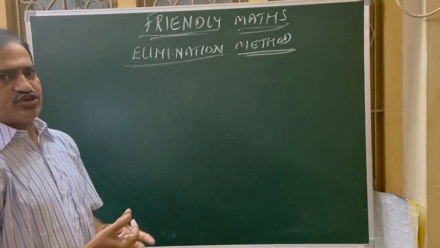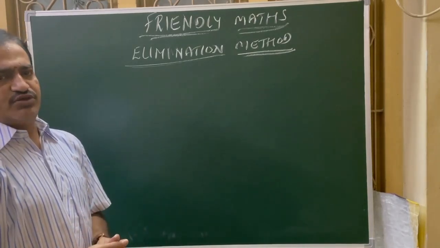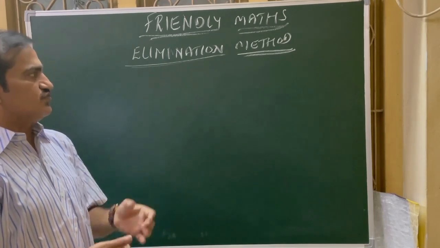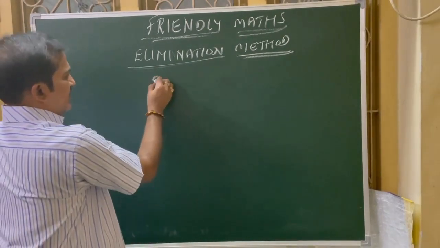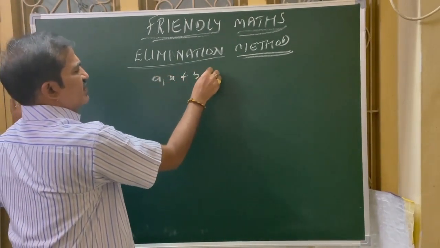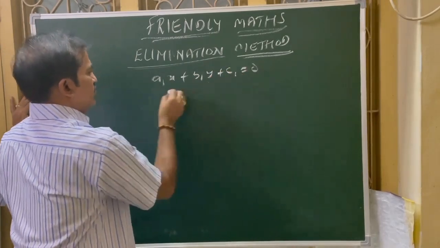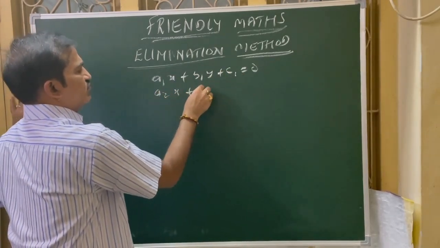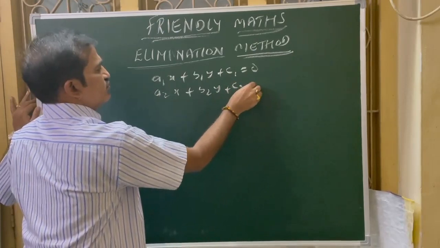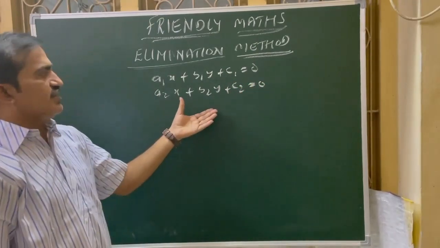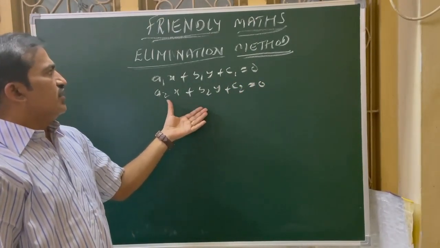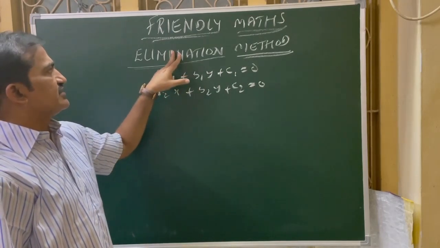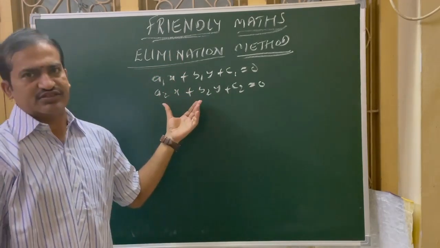Generally, if you want to solve a pair of linear equations in two variables, we need two equations. Take a1x plus b1y plus c1 is equal to 0, a2x plus b2y plus c2 is equal to 0, a pair of linear equations in two variables. Now, in this video, we are discussing how to solve it by elimination method.